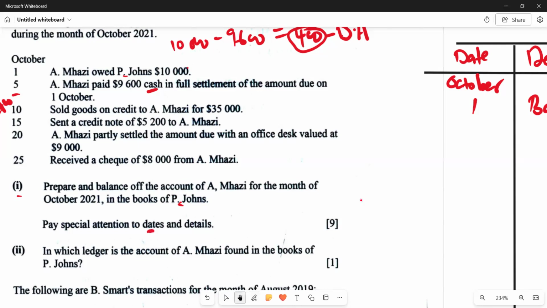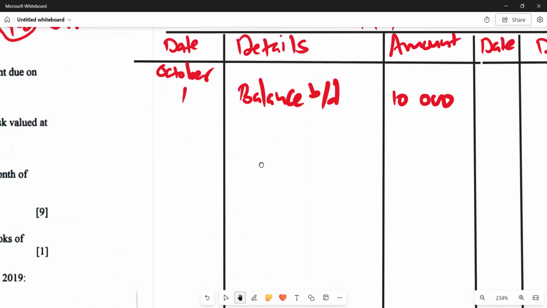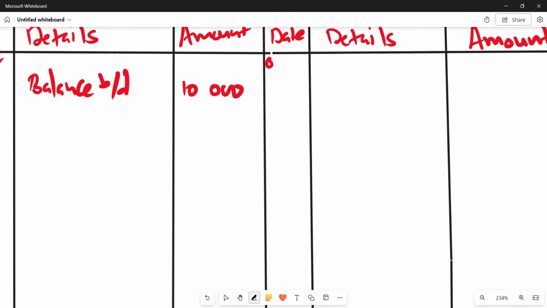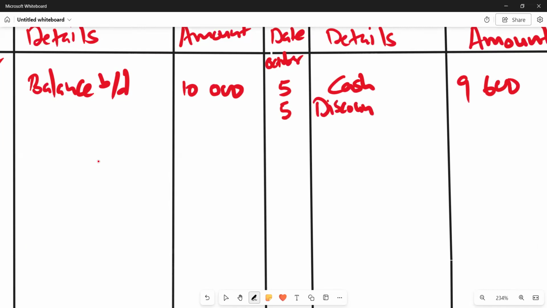So we have to put our dates. We are saying this is on 5th October. So we go to the credit side and on the date section, we just write October on top. And we are saying this is 5 October. And then we enter our cash 9,600. And also on the 5th again, we have got discount allowed, which is 400.